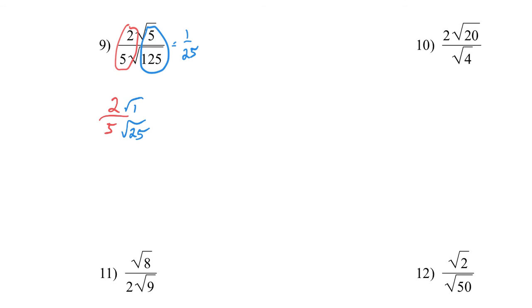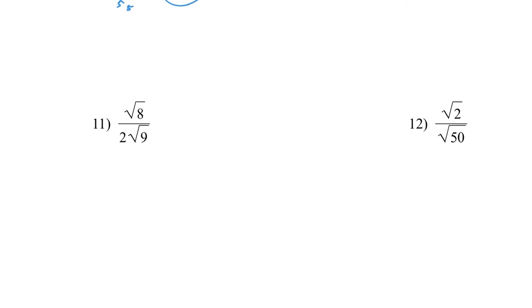Okay, and then what's the square root of 1? The square root of 1 is just 1. So on top we have 2 times 1, so 2. The square root of 25 on the bottom is just 5, because you have a pair of 5's. So this is just 5 times 5, which is going to be 25. So can we simplify? If you can simplify that fraction more, you would, but you can't, so you're done.